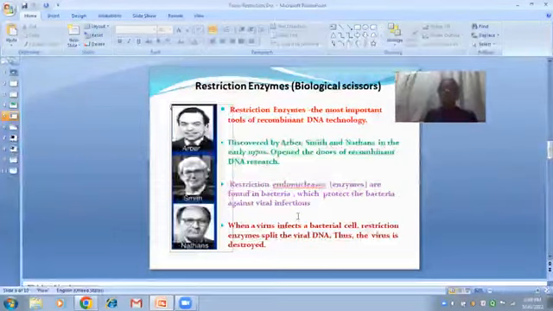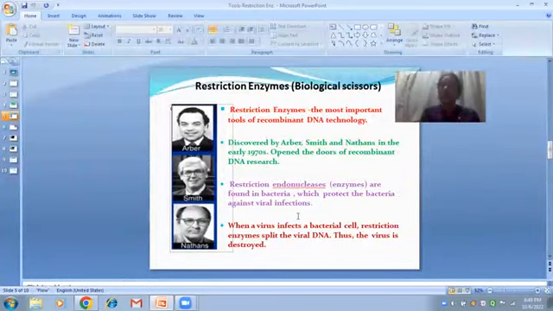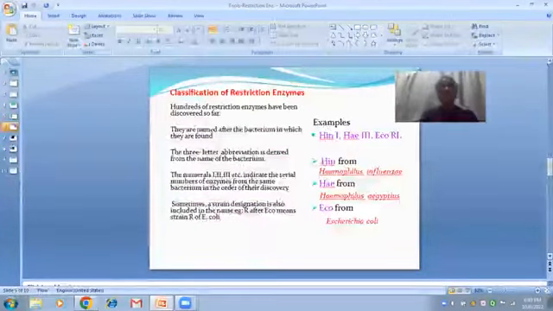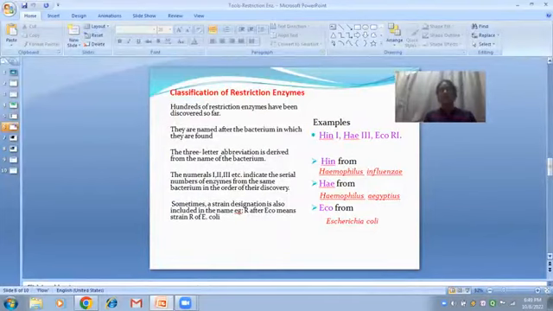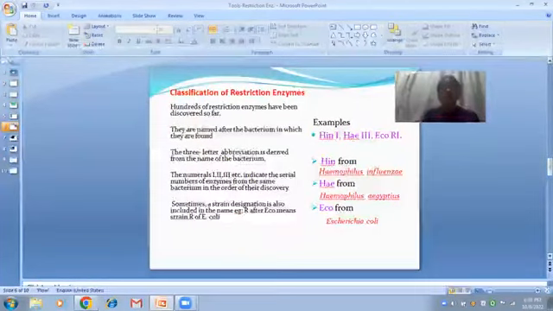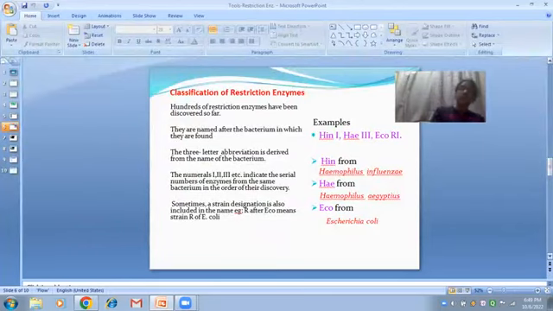So this is the base or the origin or the initiation of recombinant DNA technology. So this is very important. Next, the classification of restriction enzymes. Several hundreds of restriction enzymes were already discovered till now, but how to differentiate these restriction enzymes? It has some specific naming, that is the classification of restriction enzymes.